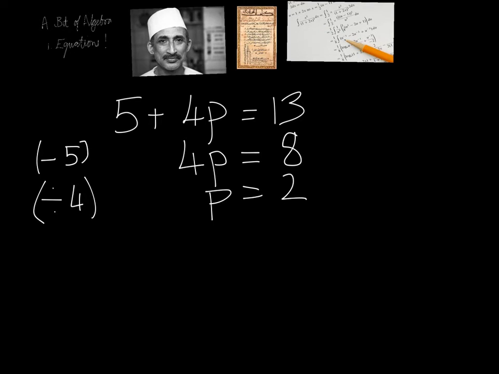So p equals 2. Then what we have to do, and this is good practice for you, is go back to the original equation and substitute our answer, to make sure that it works. So we've got 5 plus 4p. What's p? Well, it's 2. So it's 5 plus 4 lots of 2. 4 lots of 2 is 8. 5 plus 8, yes, that does equal 13. Tick. Hurrah.